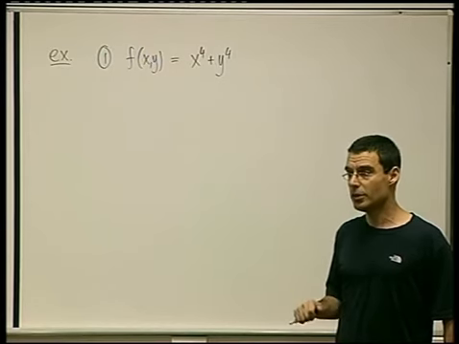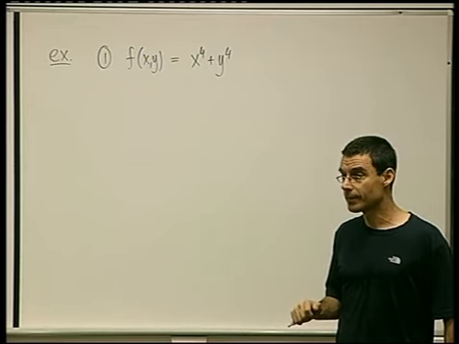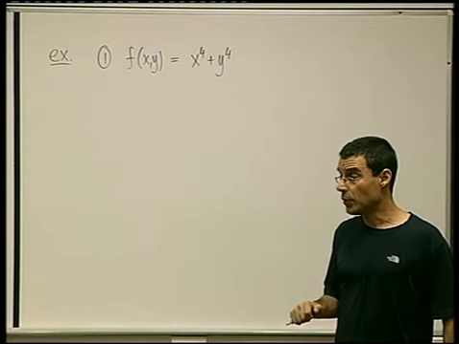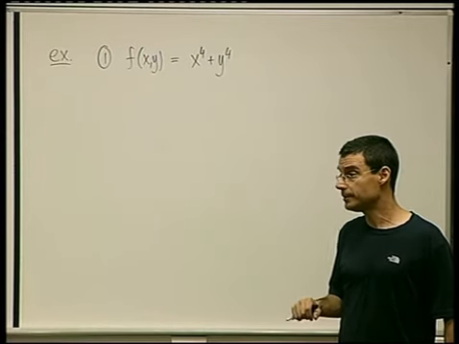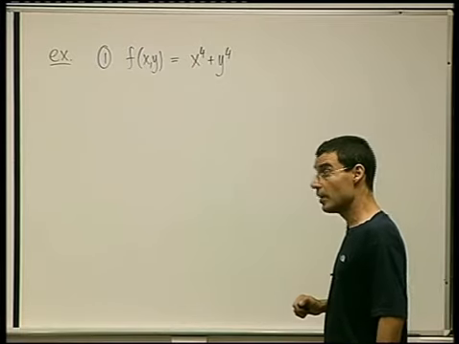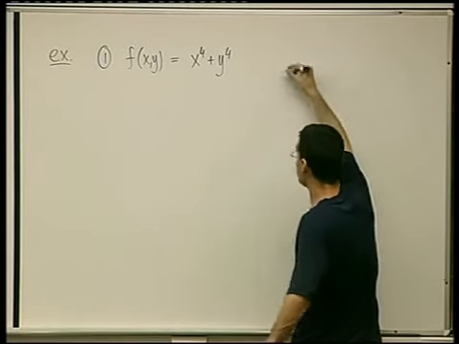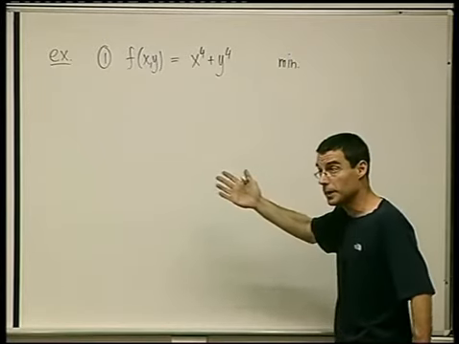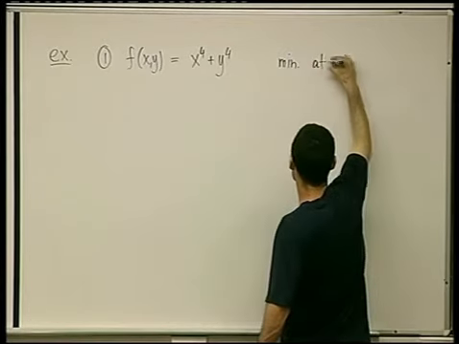Go ahead if you think you know the answer. At 0, it must have a minimum. Okay, why? Why are you saying that? Because that expression has to be positive. Very good. So clearly there's a minimum. It's a local minimum, but in fact it's even a global minimum at 0, 0.